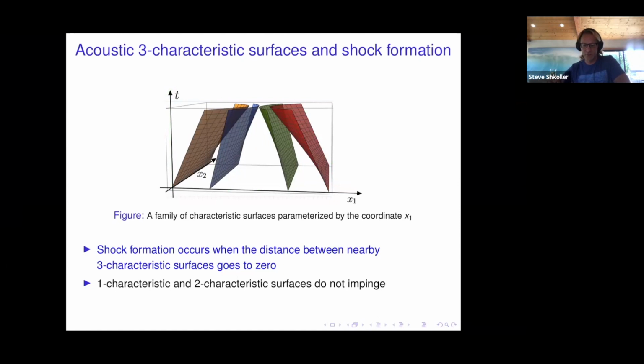characteristics, in this case the three characteristic associated with the wave speed lambda 3 from the previous slide, is getting smaller and smaller and eventually goes to zero. So for this particular system of isentropic dynamics in two space dimensions, it's the three characteristic that impinges and creates the shock. If you were to plot the one or the two characteristic surfaces, they do not impinge, they stay perfectly nice. And so all of the action is associated with these particular characteristic surfaces.